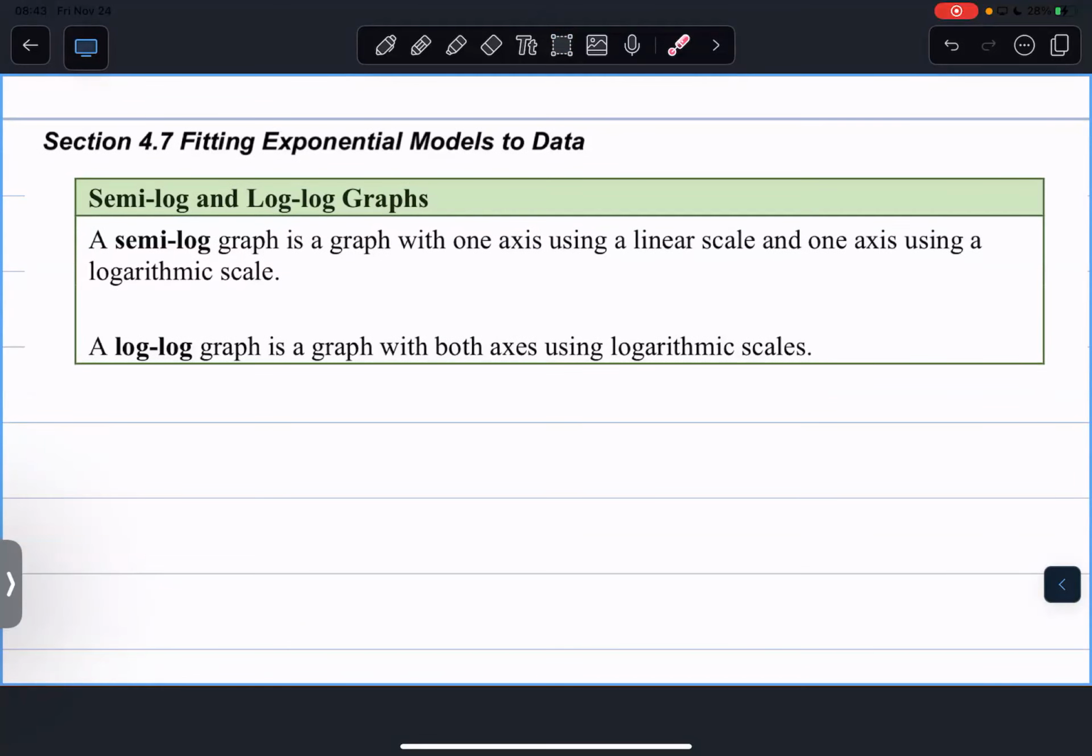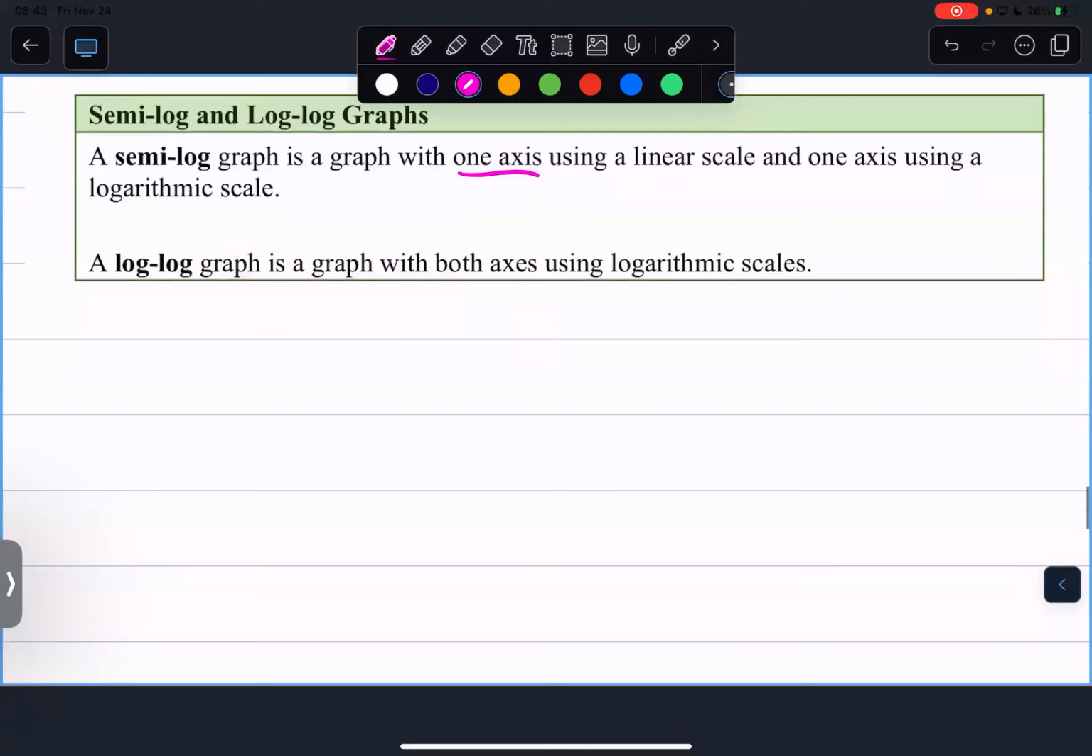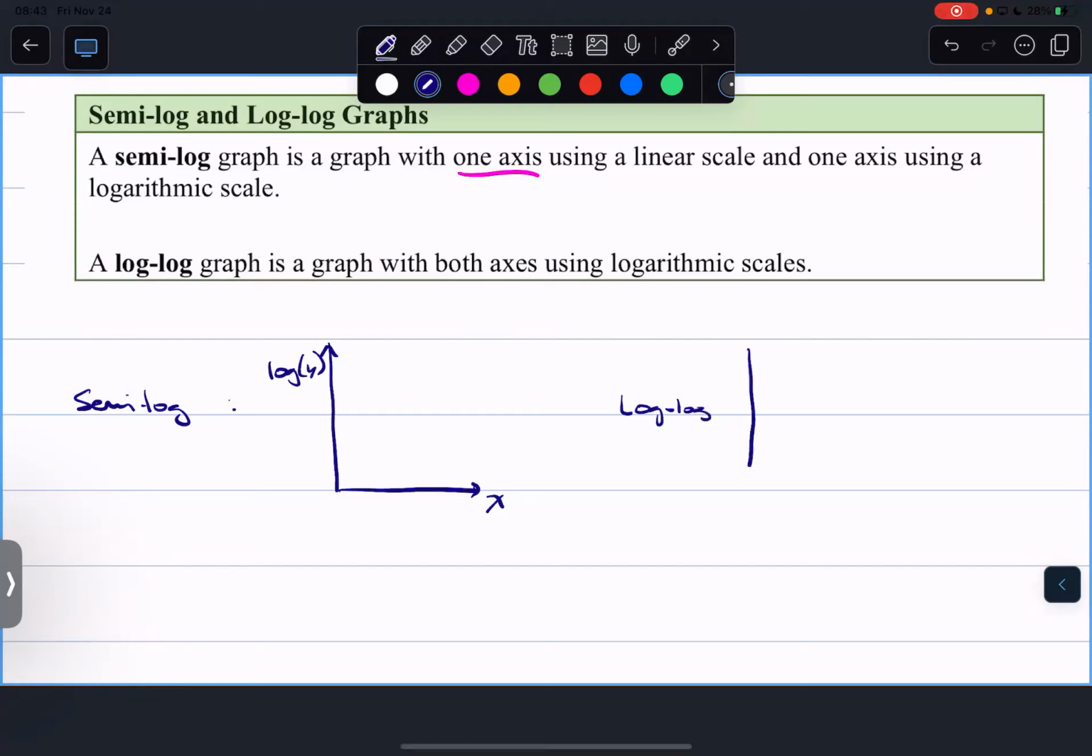So a semi-log graph is one with one axis using a linear scale and one axis using a logarithmic scale. So semi-log would look like this. You've got the log of y and x, whereas a log-log graph has the log of y and the log of x.